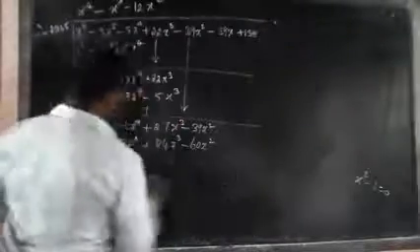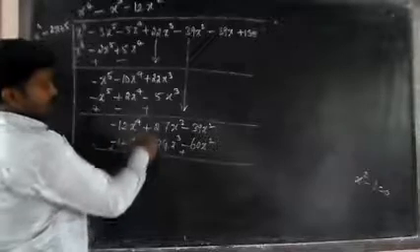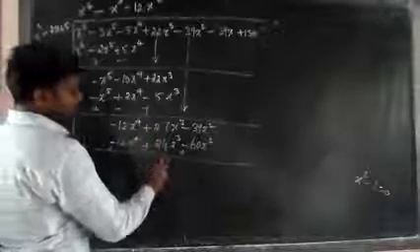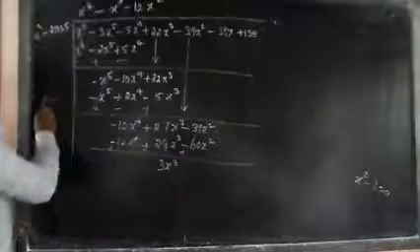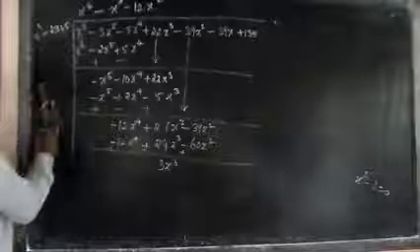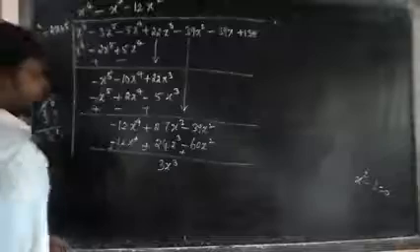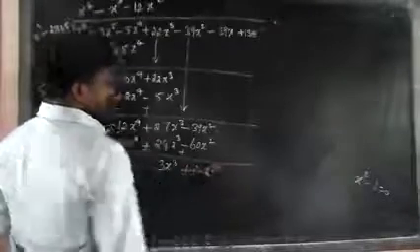Next is sign change. This is plus, this is minus, this is plus, this is cancelled. 27 minus 24 is 3x cube. Next is 60 minus 39 plus 60, 39. Remaining is 1. This is what? 5. 5 minus 3 is 2, so 21. So plus 21x square.